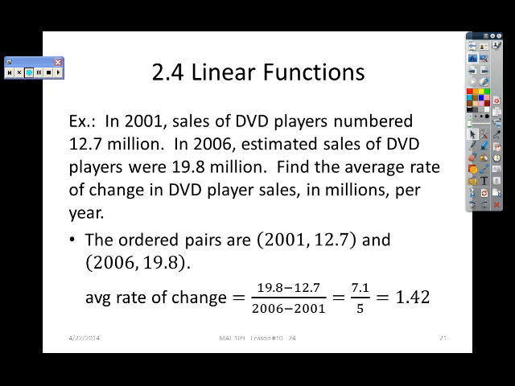Plug those numbers in from your two ordered pairs, and you get 1.42. So the average rate of change between 2001 and 2006 was 1.42 million sales per year.